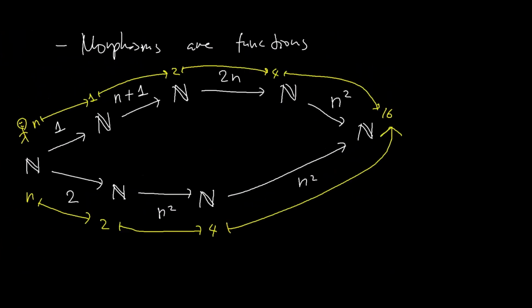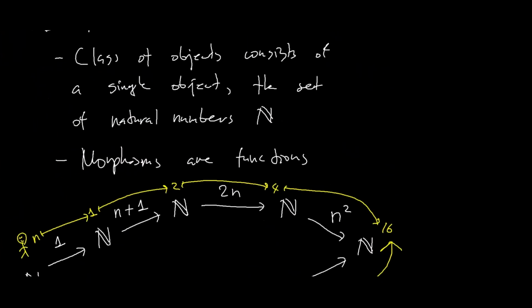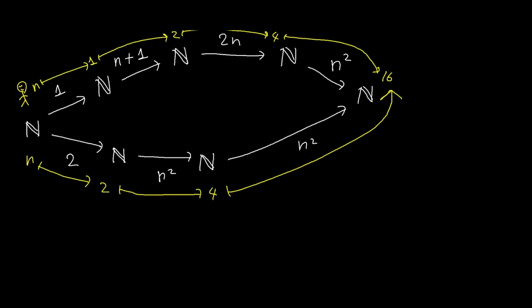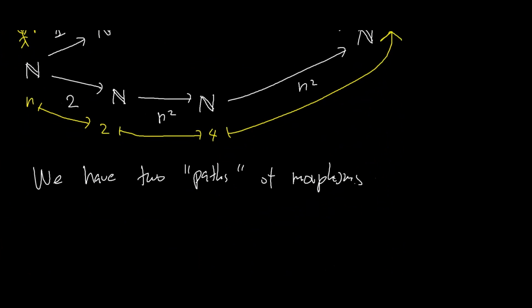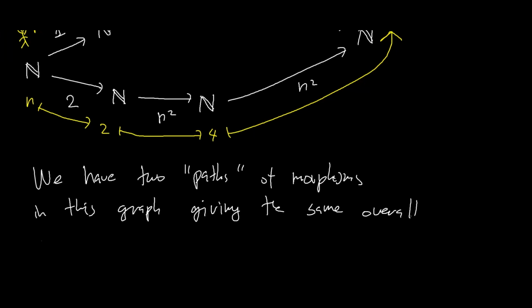Do you want to ask any questions on this idea? So we have 2 paths of morphisms in this graph, giving the same overall outcome.